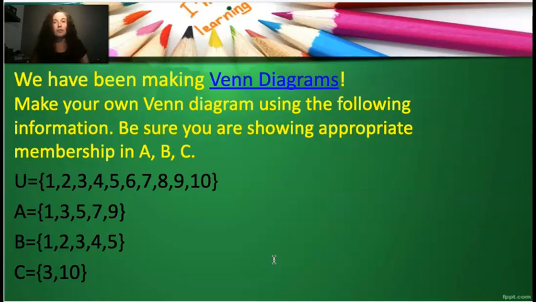The universal set is the numbers 1 through 10. Set A includes the elements 1, 3, 5, 7, and 9. Set B includes the elements 1, 2, 3, 4, and 5. And set C includes the elements 3 and 10. So pause the video for a minute, and then the answer will be on the next screen.